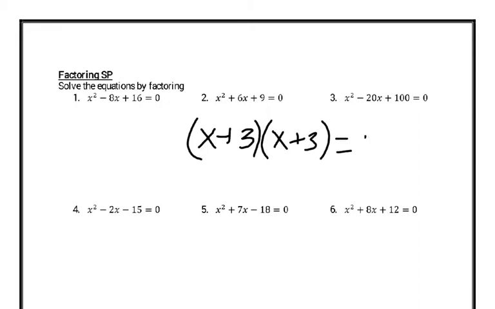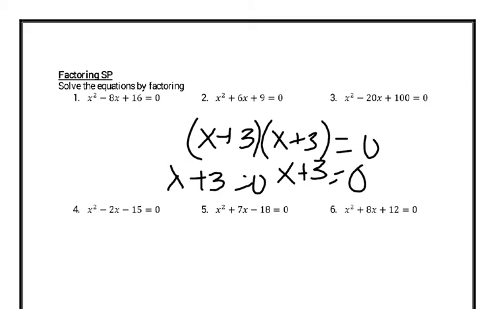And then we just set each one equal to 0. And so x plus 3 equals 0, and x plus 3 equals 0. And then just solve for x, so you get x equals -3. And since 3 is repeated, we'll just leave it like that.